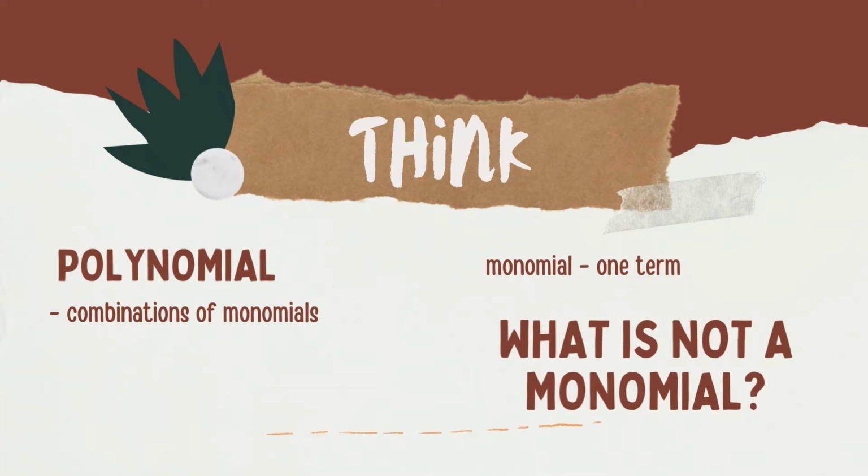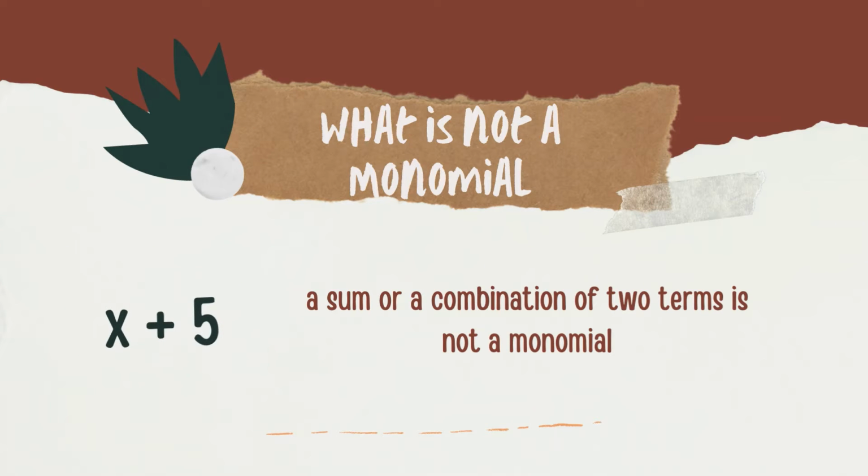Now think, we have just learned that a polynomial refers to a combination of monomials. And you also have learned that monomial is consisting one term only. So, what is not a monomial? Or how do we determine if that expression is not a monomial? Let us try this one. The x plus 5 is not a monomial because this is a sum or a combination of two terms. The first term x and the other term 5. So therefore, this is no longer a monomial.